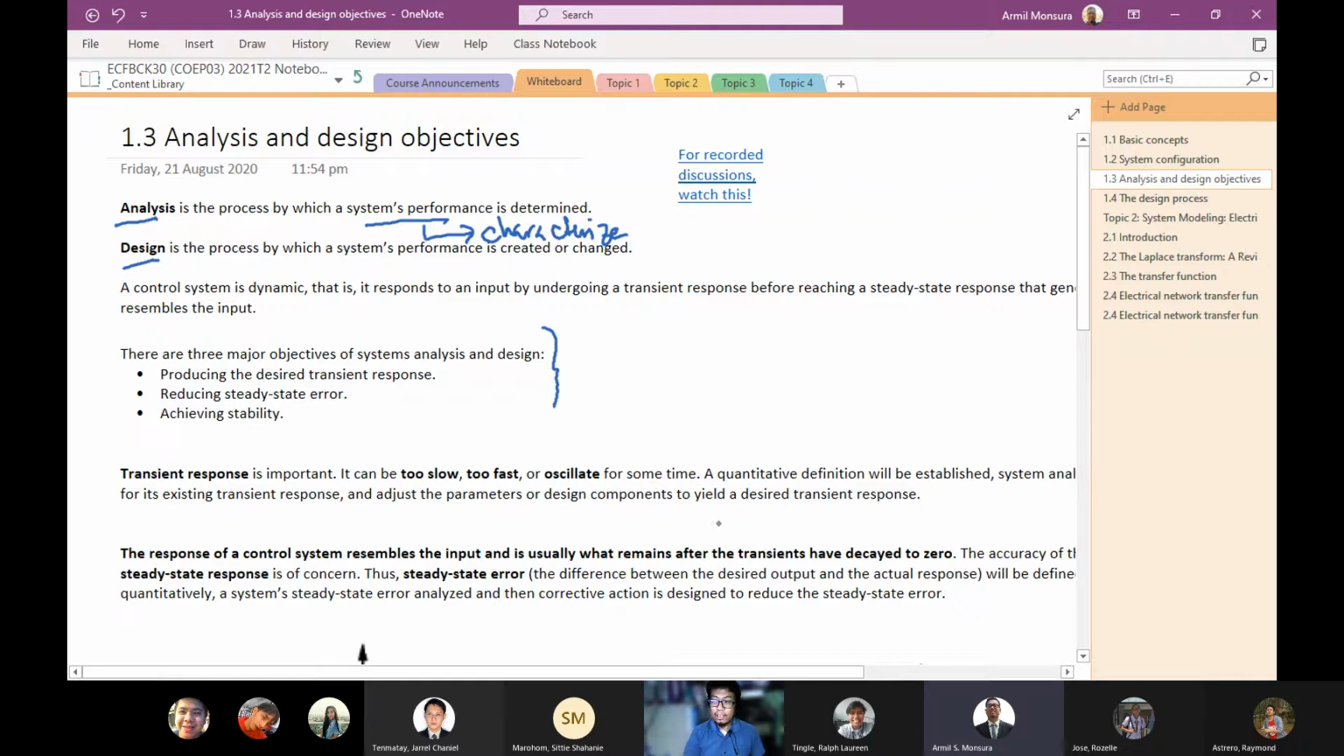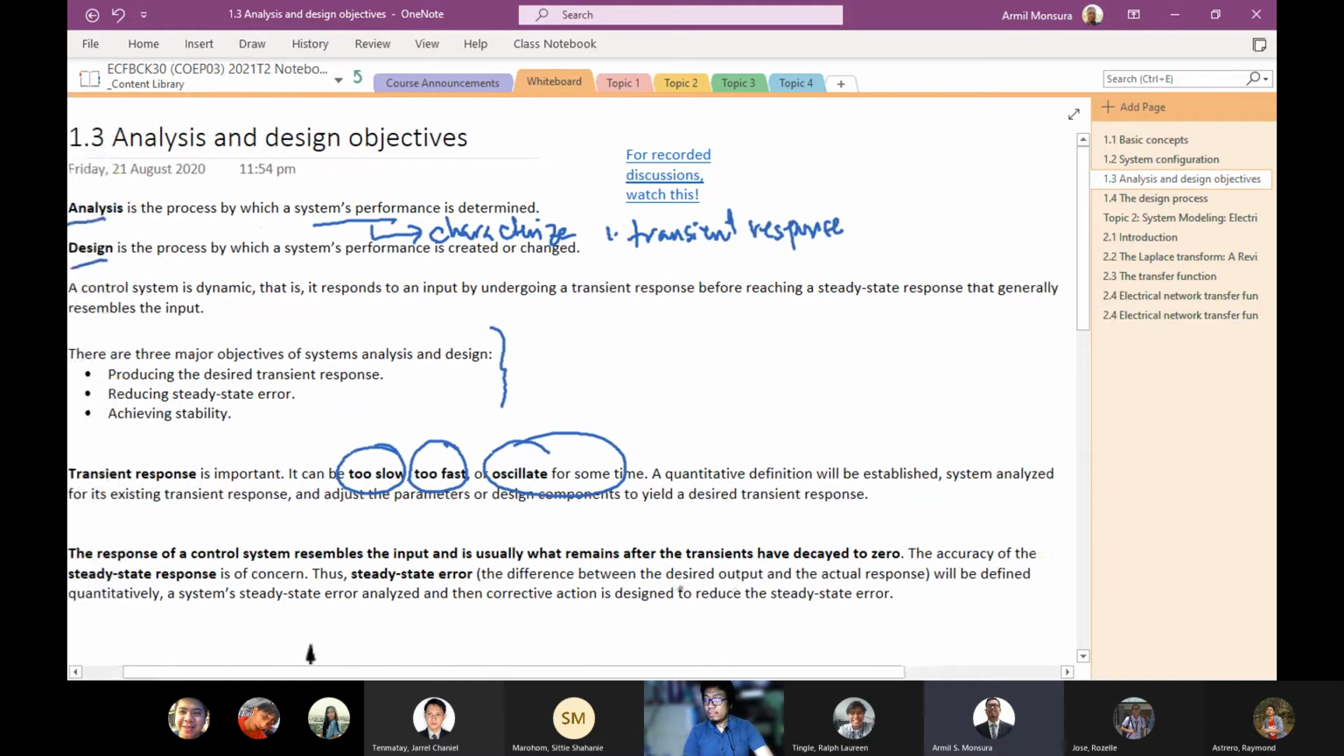Now, what would we characterize? Or how would we characterize? Or in what way would we characterize your system? Okay. Number one, in terms of transient response. Okay. So, transient response means how your system is reacting to a certain input. Okay? It can be too slow, it can be too fast, or it can oscillate for some time. Okay? So that is what transient response means.